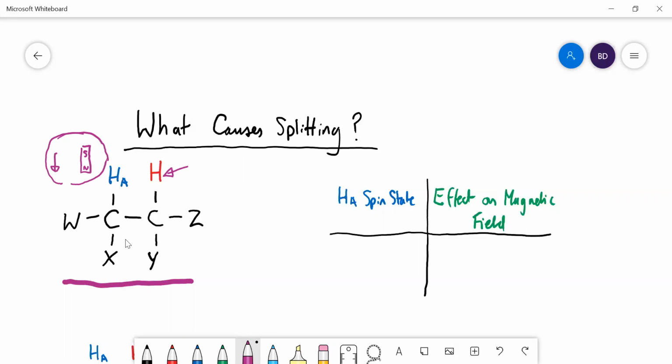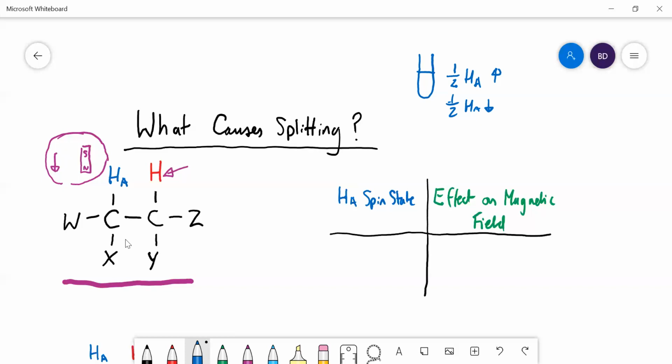Now, you've got a test tube with all your sample in it. Here's your test tube. You're going to have billions of molecules of your sample in there. On average, about half of them will have HA with upspin, and half of them will have HA with downspin. So half of the molecules are going to have the field a little bit stronger, and half of them are going to have it a little bit weaker.